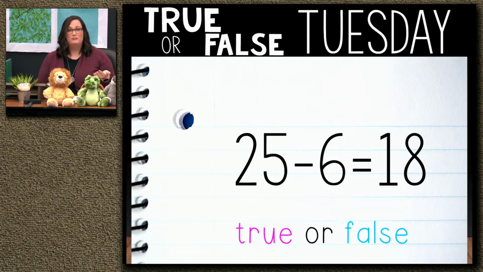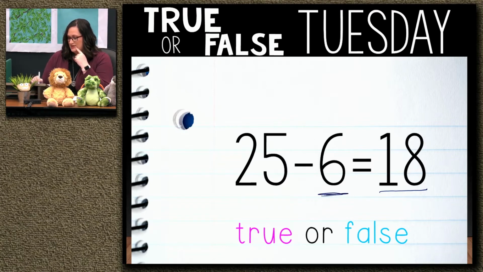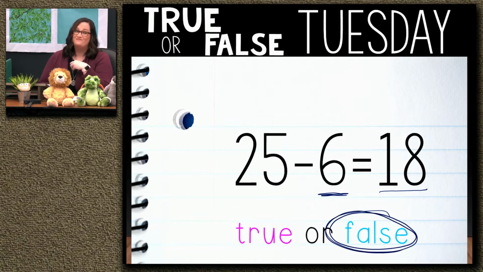True or false? Use my strategy. Take this number, which is one of the parts, and take this number, the other part, and put them together. What do you get? It's false, because 18 plus 6 equals 24, not 25.